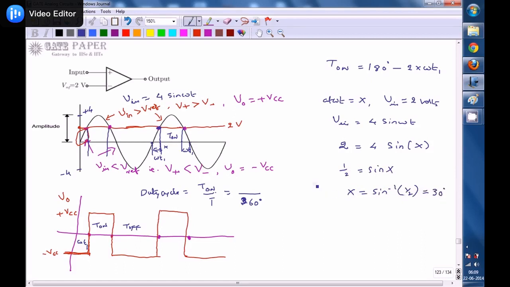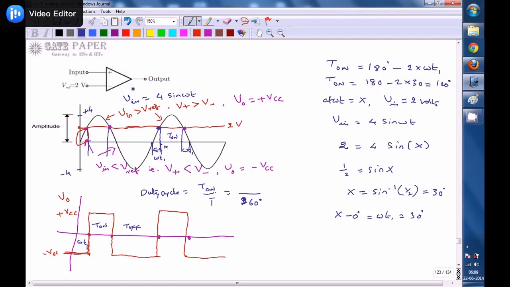So from 0 to x, x minus 0 degrees: point x is nothing but 30 degrees, and this point is 0 degrees. So x minus 0 is nothing but omega t1, which is 30 degrees. Omega t1 is 30 degrees, so you can write T on is equal to 180 minus 2 times 30, that is 60. So it will be 120 degrees.